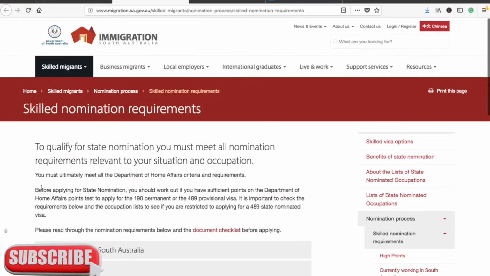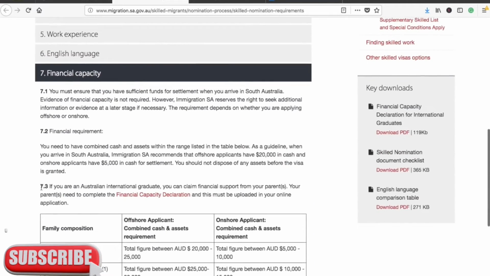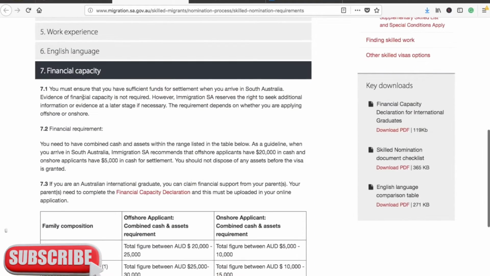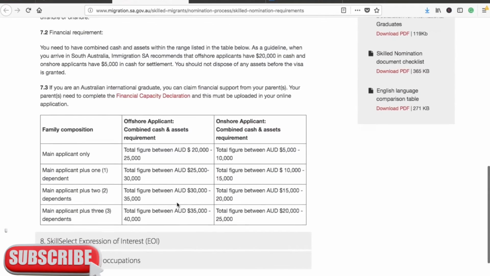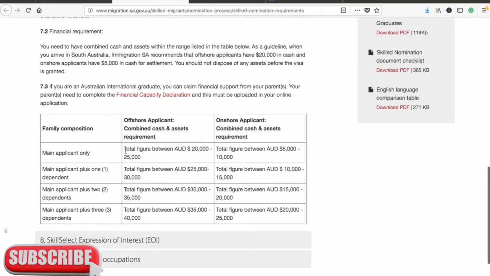This is another state, South Australia, for which you actually need not show the proof of funds. So they say that evidence of financial capacity is not required. This is the amount which they actually say: 20,000 to 25,000 for the main applicant, 25 to 30,000 for additional dependent, and so on.